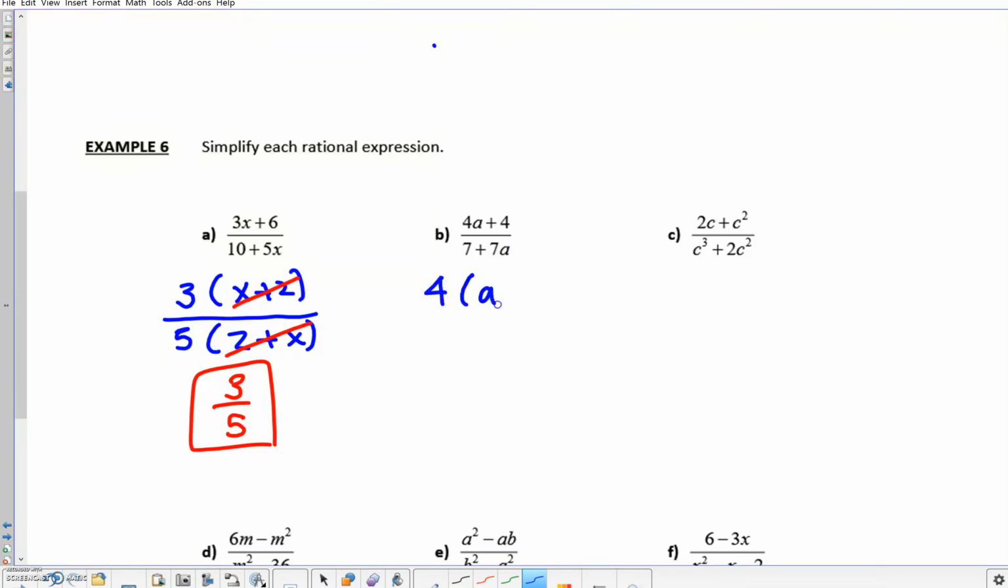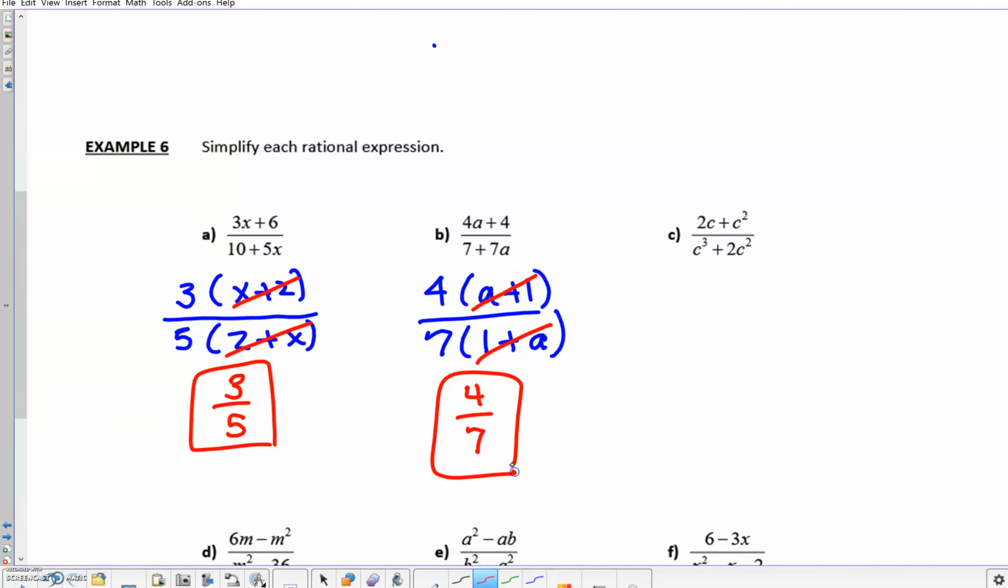B, again, let's do that. That's 4 times A plus 1 over 7 times 1 plus A when I factor it out. And again, A plus 1 and 1 plus A are the same thing, so those will cancel and leave me with 4/7.